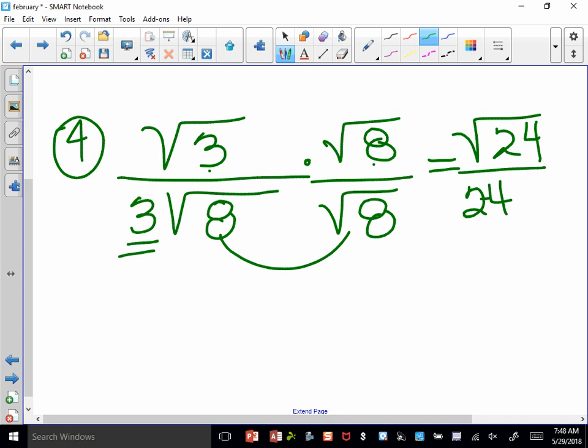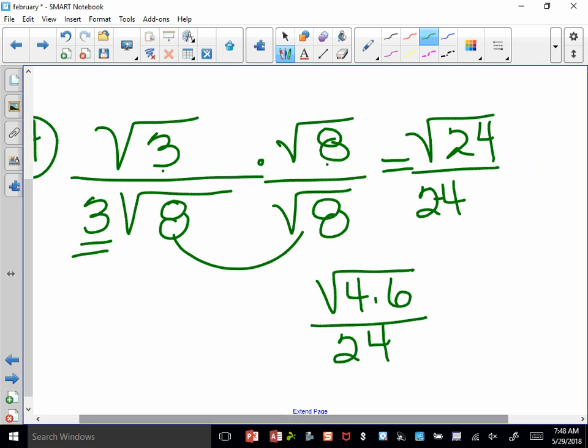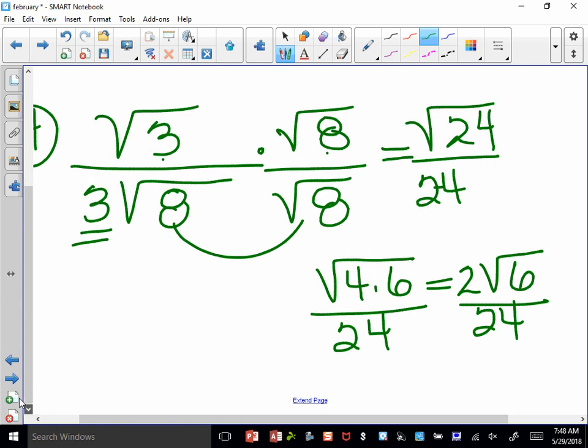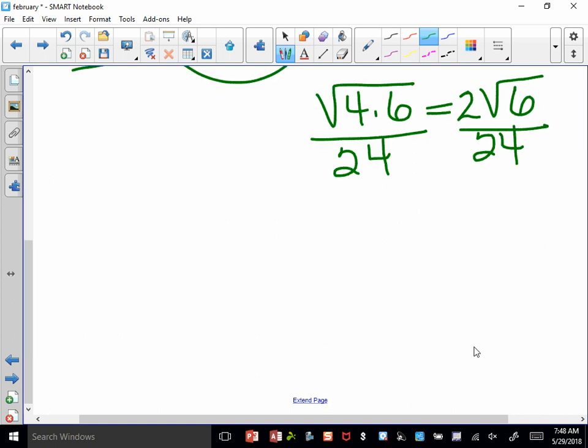What are the perfect factors? 4 and 6. Okay, and then take the square root of 4 out, which is 2. Okay, and can I go any further? Yes, I can reduce the 2 on the 24. So what does that reduce to? Rad 6 over 12. Okay. You don't put 1 rad 6. Okay, if it's a 1, you just leave it. You don't write it, just like we don't write the coefficient 1. All right.